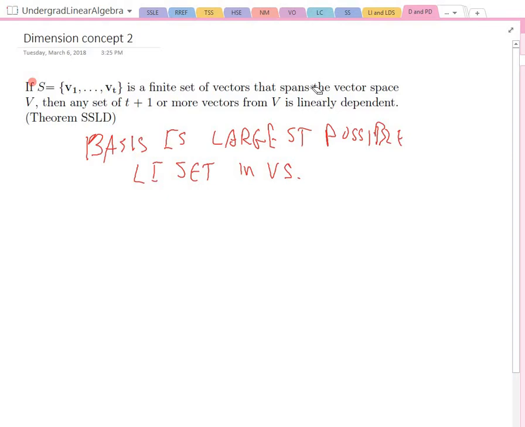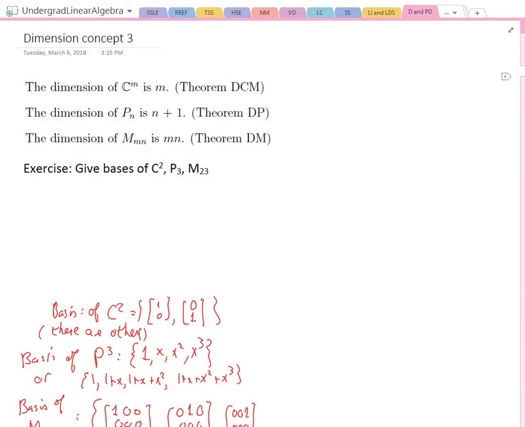So if I have a set that spans and I add another vector to it, then that larger set of vectors is going to be linearly dependent. So in fact, if I have a basis that spans a vector space, I can't add any more vectors to the basis and still have a linearly independent set. So you can say a basis is the largest possible linearly independent set in a vector space. Now, there's more than one basis for vector spaces, but each basis cannot be made larger and still be linearly independent.